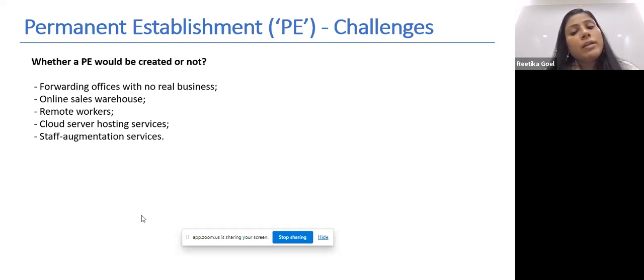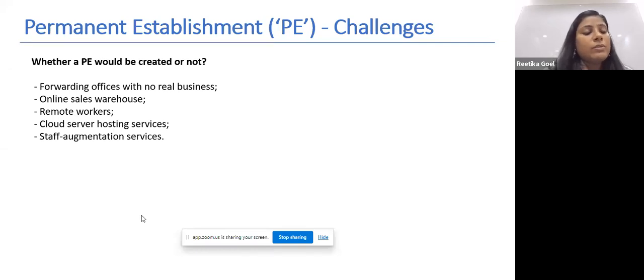There are a lot of case laws globally which have unanimously concluded that forwarding offices where no actual activities are being performed will not be treated as a permanent establishment, and there should not be any attribution of profit.